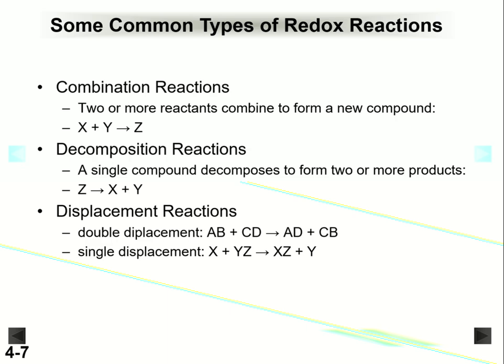Displacement reactions. So there are single displacement reactions, like X plus YZ goes to XZ plus Y, and we'll see some examples of that. And then there are double displacement reactions, where there are switching of partners within the reactants. And finally, there's combustion. That's the process of combining with oxygen.